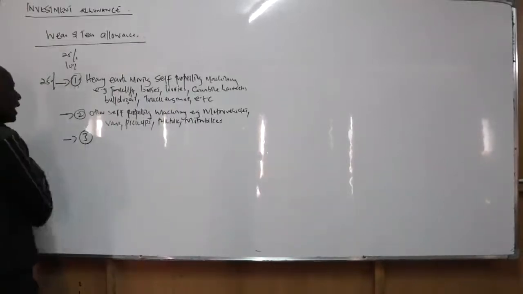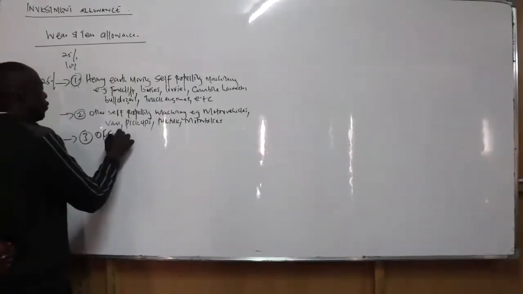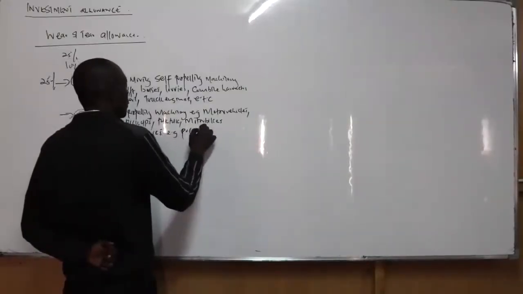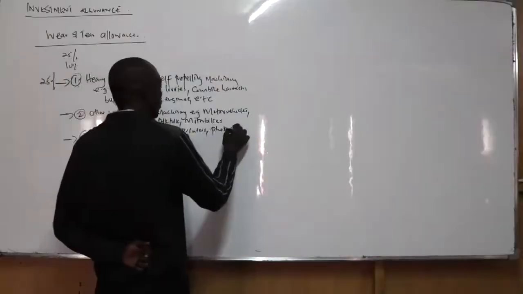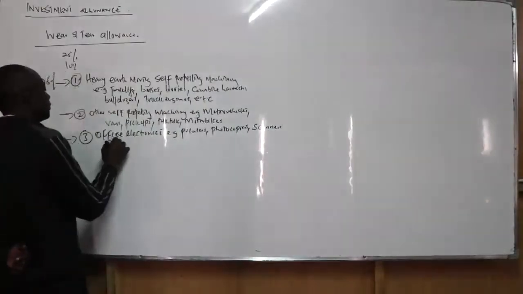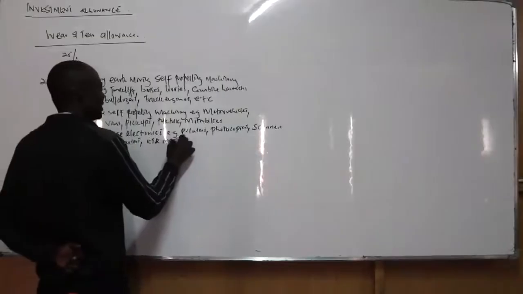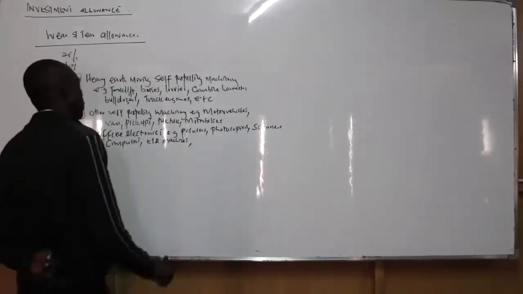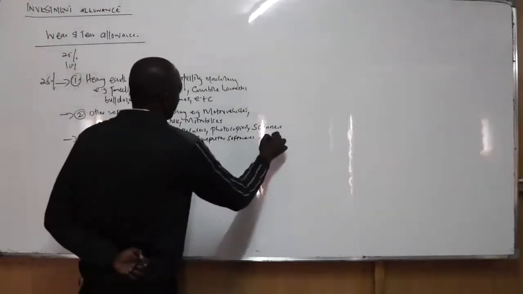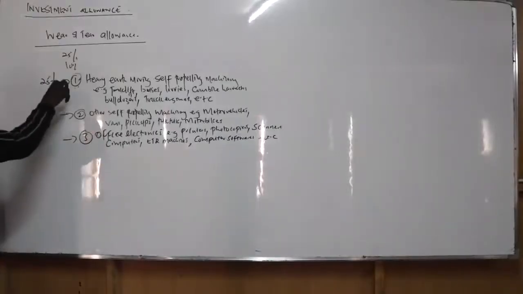Number 3 under the 25% category, we have office electronics, e.g., we have printers, photocopiers, scanners, computers, ETR machines, computer software, etc. So those fall under the 25% category. So the first important thing, you need to know the machines and their rates under wear and tear.